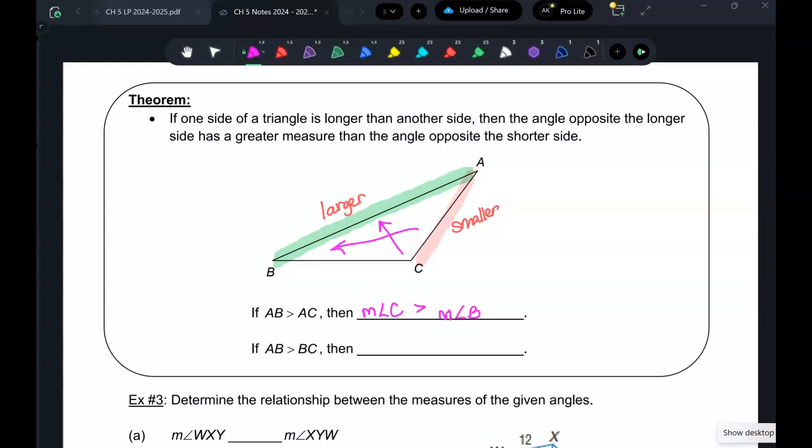Okay, so if AB is bigger than AC, then the angle opposite has to be bigger. It's like they match. The bigger side is opposite the bigger angle. The smaller angle is opposite the smaller side.